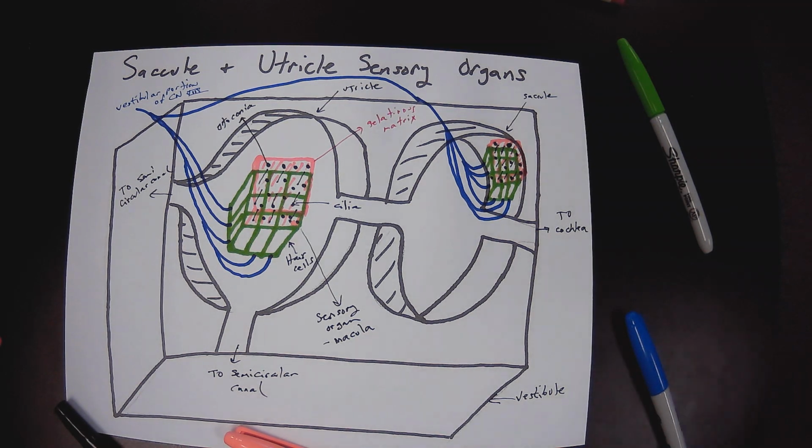Okay, the job of the utricle is going to be more if you're riding in a car or on a skateboard or walking, so that you're translating in a specific direction.